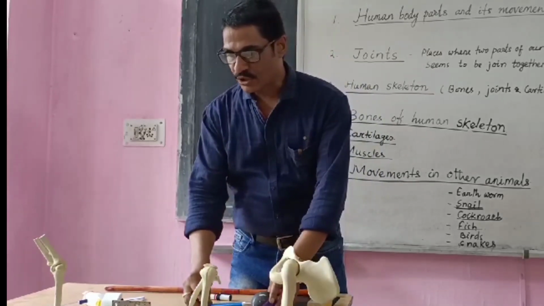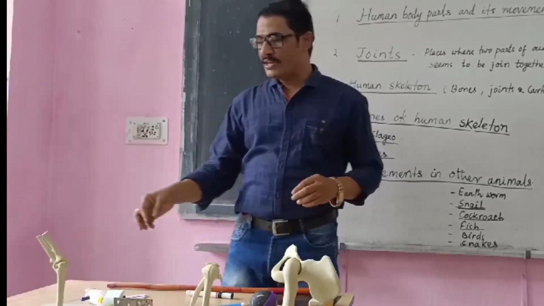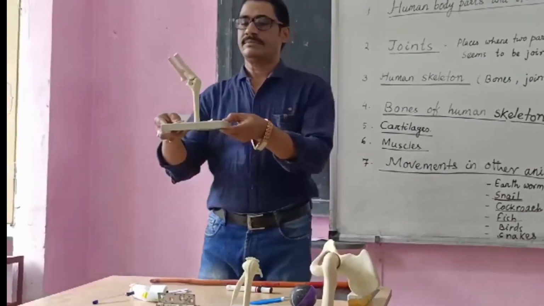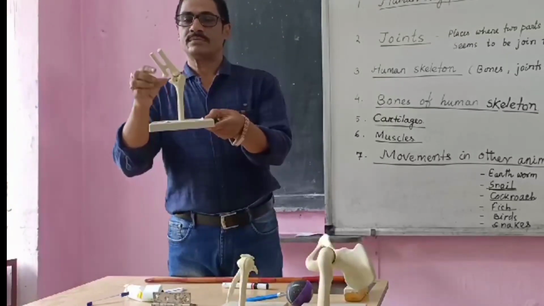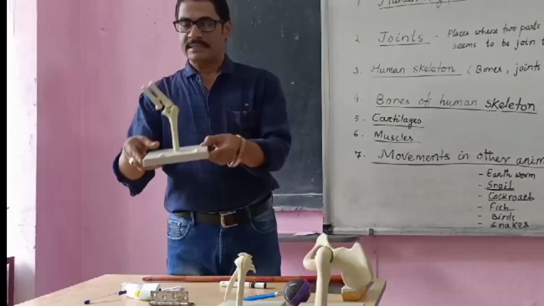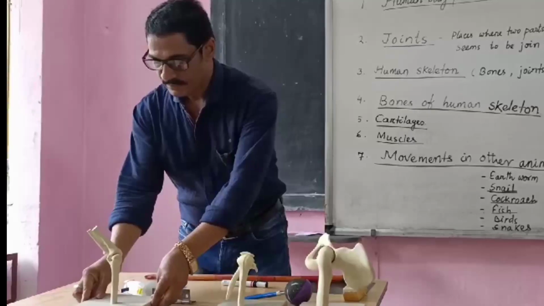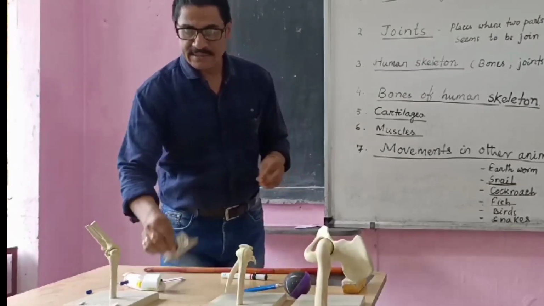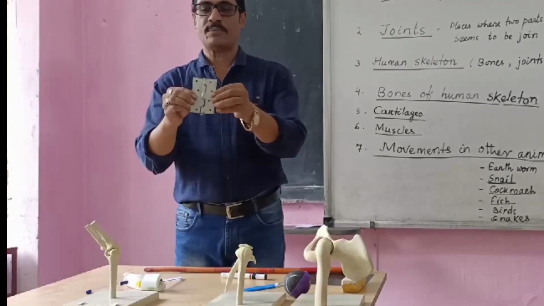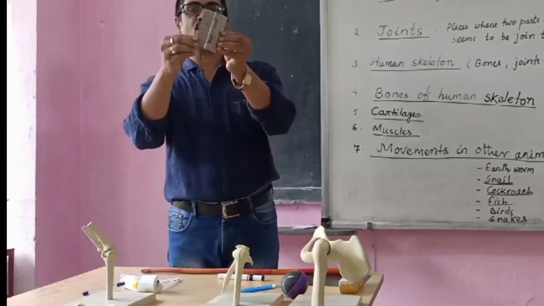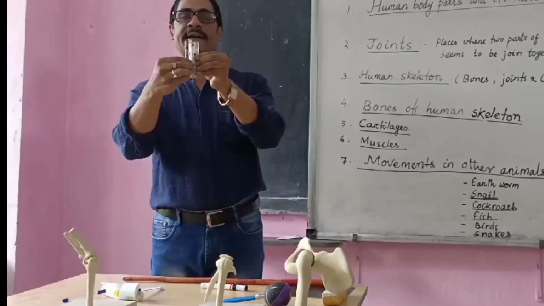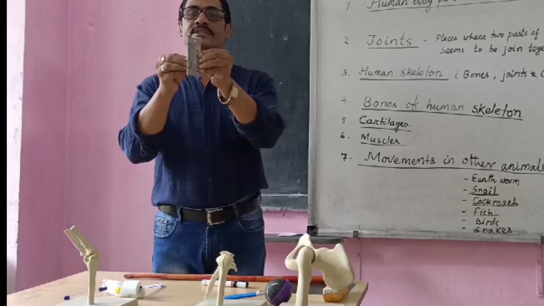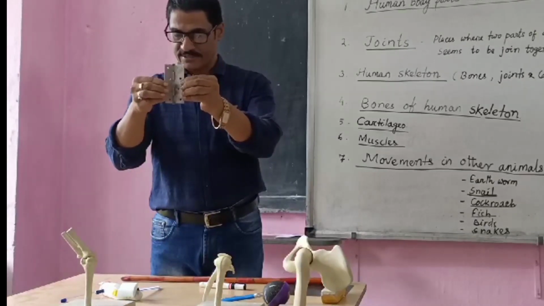Another type of joint is called the hinge joint. The hinge joint is found in the elbow region. It consists of two bones. This joint allows movement like the hinge of a door. You have seen the hinge in a door. It allows only back and forth movement in one direction. So this type of joint is called hinge joint.